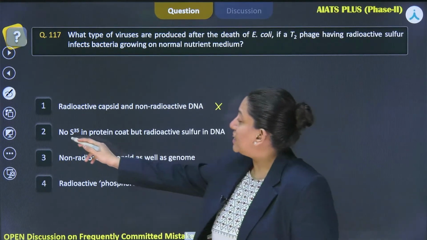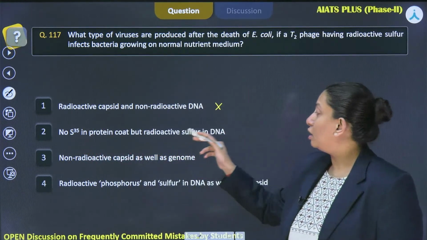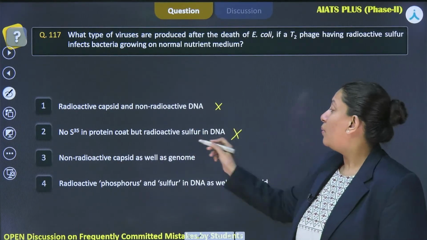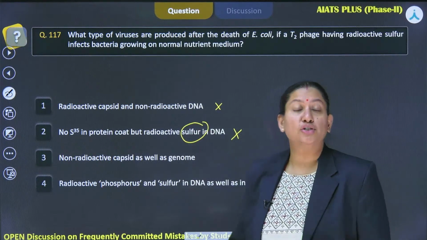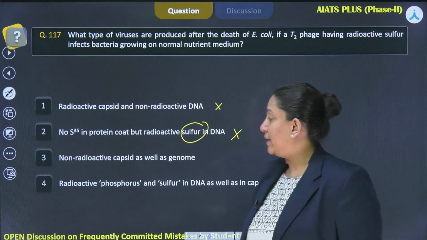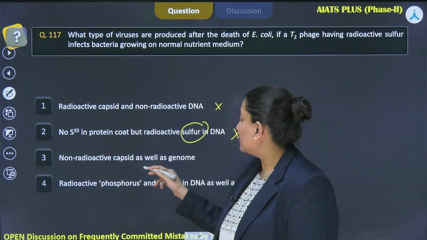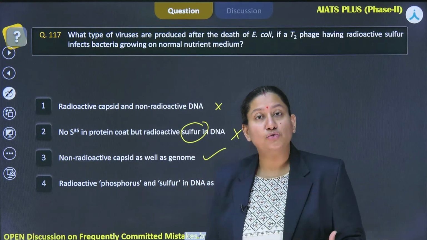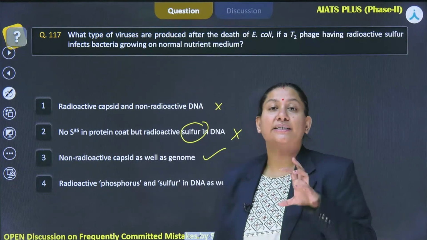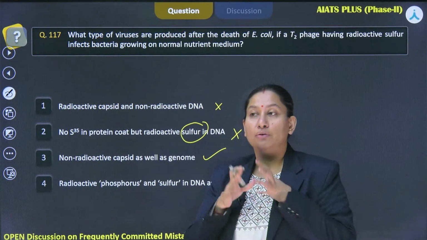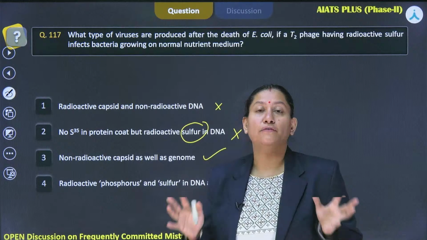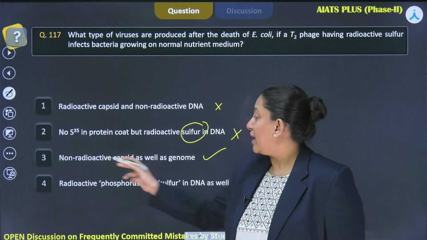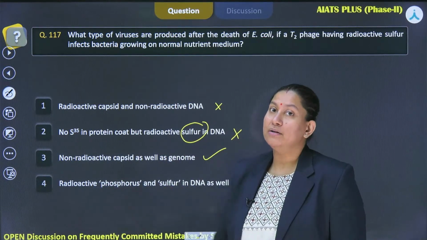Then the second option says no S35 in protein coat but radioactive sulfur in DNA. This is also incorrect. Why? Because sulfur is not present in DNA, right. Then non-radioactive capsid as well as genome, so that is correct, because the virus is going to use DNA as the dictating molecule to decide what kind of assembly should be there with the viral capsid. That is the reason both capsid and genome are going to remain non-radioactive.